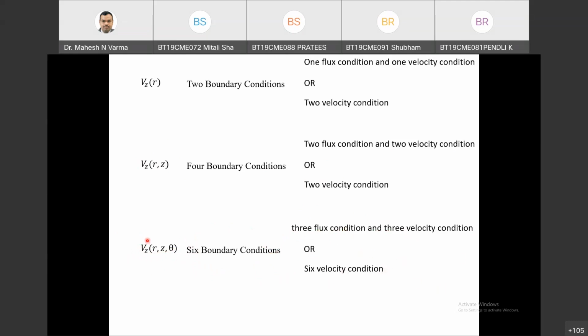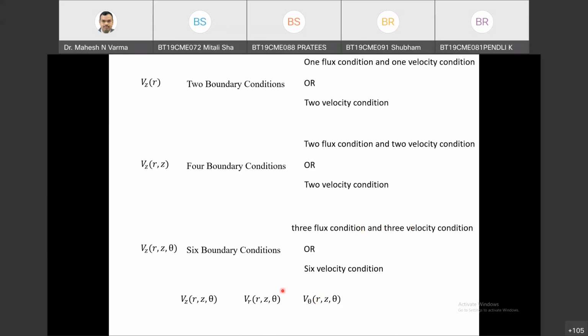So to solve, if I have only one velocity and it is varying in all 3 directions, I will be needing 3 velocity conditions. Now if I have velocity in all 3 directions, Vz which is a function of r, z and theta, Vr which is a function of r, z and theta, V theta which is a function of r, z and theta, this problem needs at least 18 boundary conditions. Out of these 18, I can have 9 flux boundary conditions and 9 velocity boundary conditions. Then only I can solve this problem.